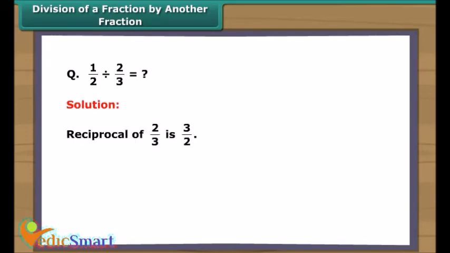Division of a fraction by another fraction. Friends, can you find half divided by 2/3 now? The reciprocal of 2/3 is 3/2. Thus, half divided by 2/3 is equal to half multiplied by 3/2. This is equal to 3/4. Remember, the division sign changes to a multiplication sign as soon as the number on the right side of the sign is replaced by its reciprocal. Here, the number on the left side remains unchanged.